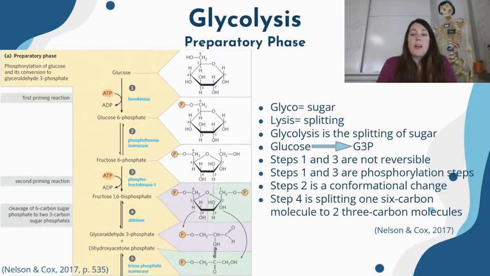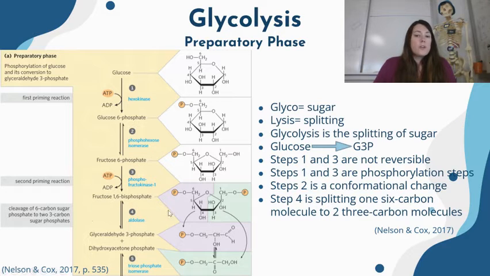The third step in glycolysis, still in the preparatory phase, also uses a phosphate from another ATP molecule. The only difference between the fructose 6-phosphate in step 2 and the fructose 1,6-biphosphate in step 3 is the additional phosphate group here attached to the first carbon. So now we have 2 phosphate groups. Step 3 is not a reversible reaction, so there is a different protein to dephosphorylate.